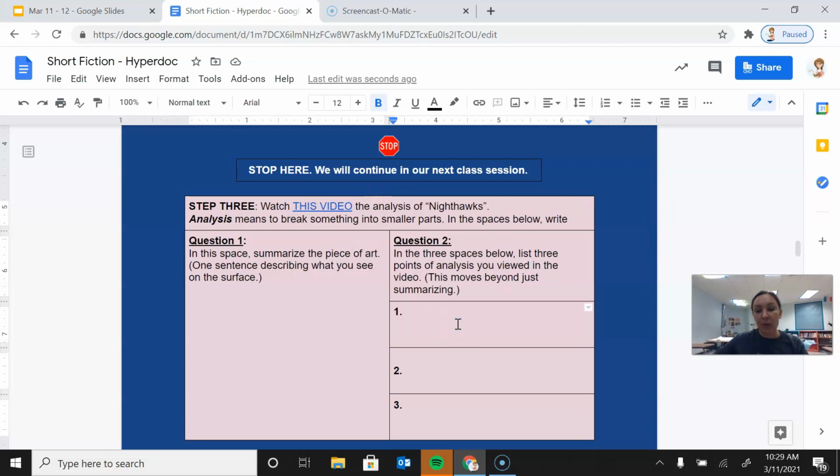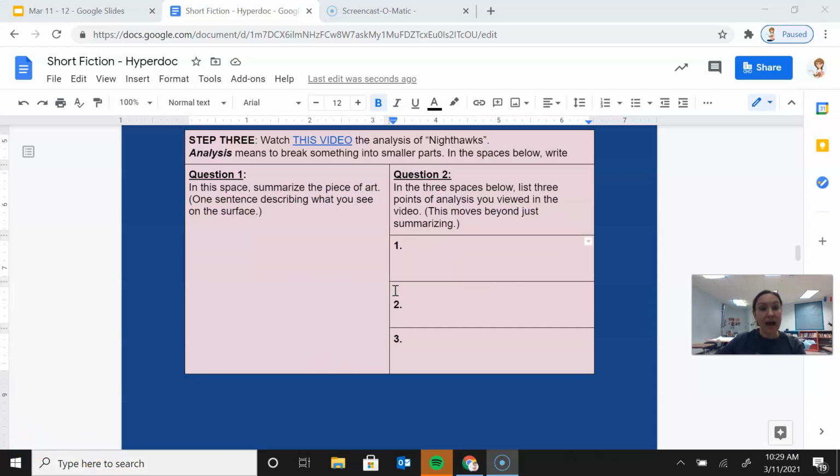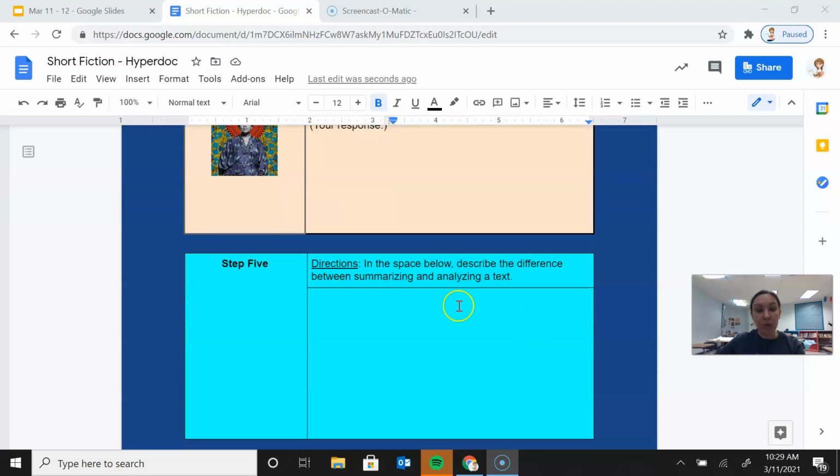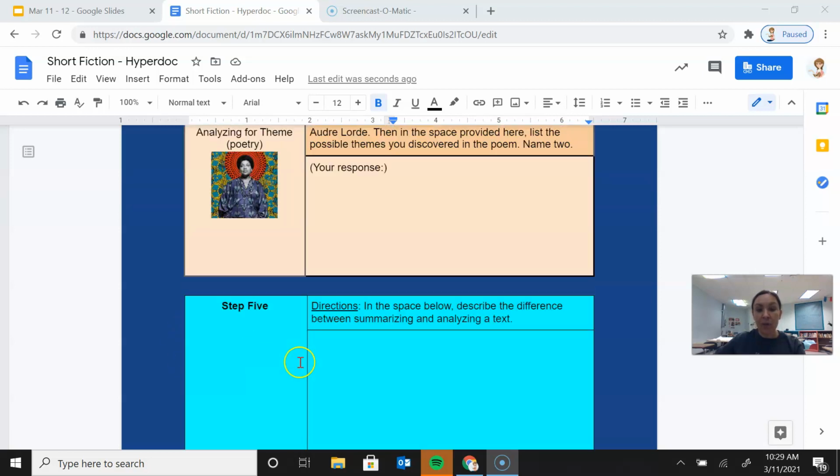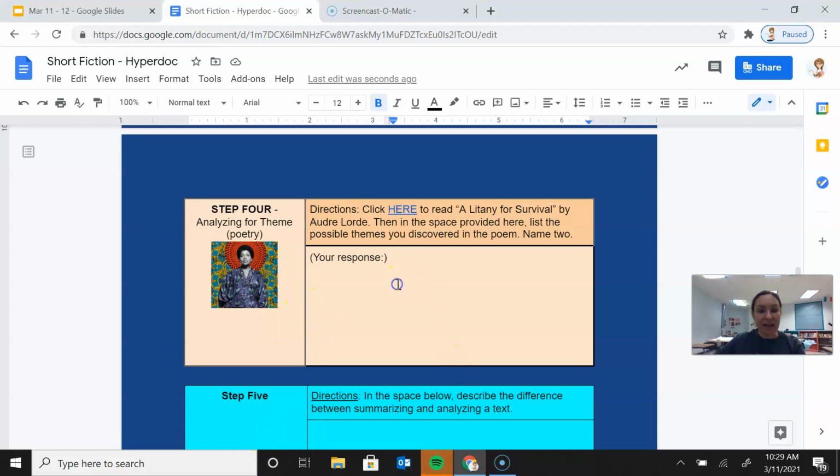While you're watching the video, I want you to find 3 different points of analysis. Where are 3 places where the person who made the video did a deeper dive? Because we know there's a difference between summarizing and analyzing. So what are 3 points that he made toward analysis of that painting? Fill that out there, and then you can stop. You do not have to go on and do step 4, step 5. We will do steps 4 and 5 in class on Tuesday, so don't worry about doing them.